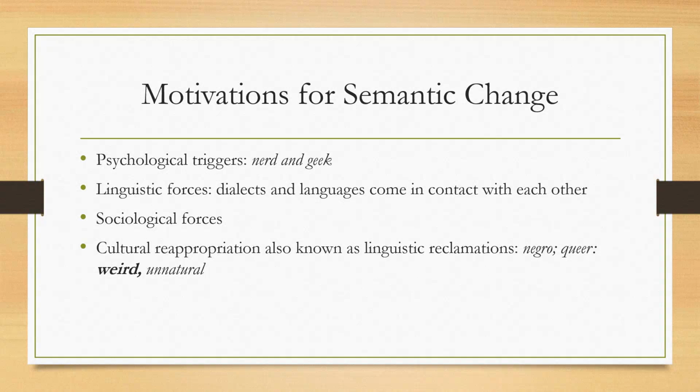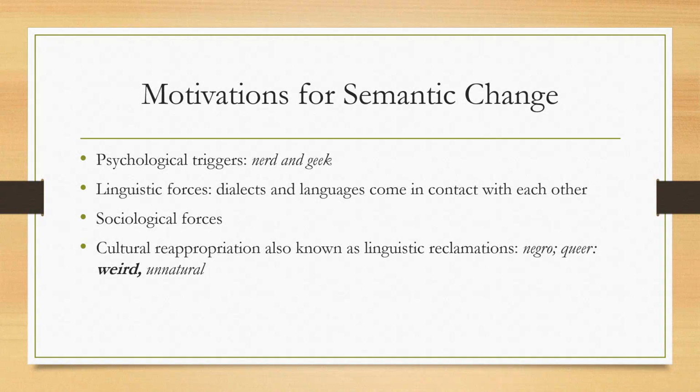So what are the motivations for this semantic change? Why is it that lexical items or words change their meanings over time? So there are certain psychological triggers because of which words change their meaning. There are semantic changes occurring over time, and there are psychological triggers associated with it. There are linguistic forces always at play.